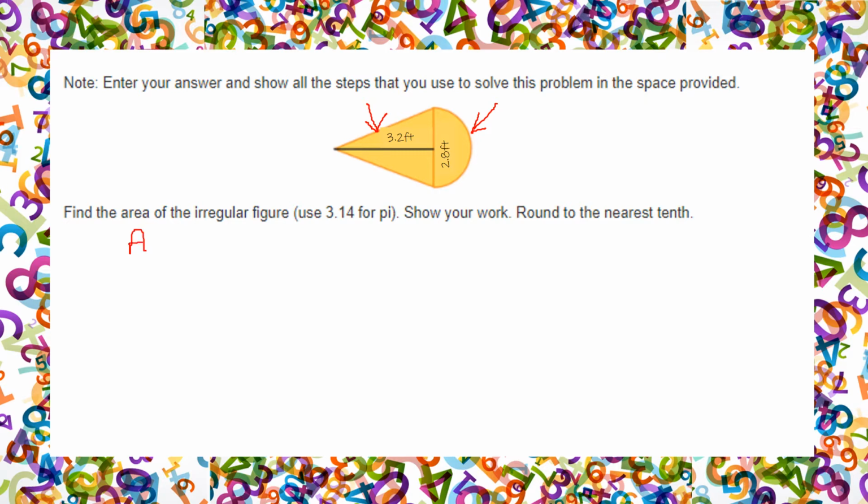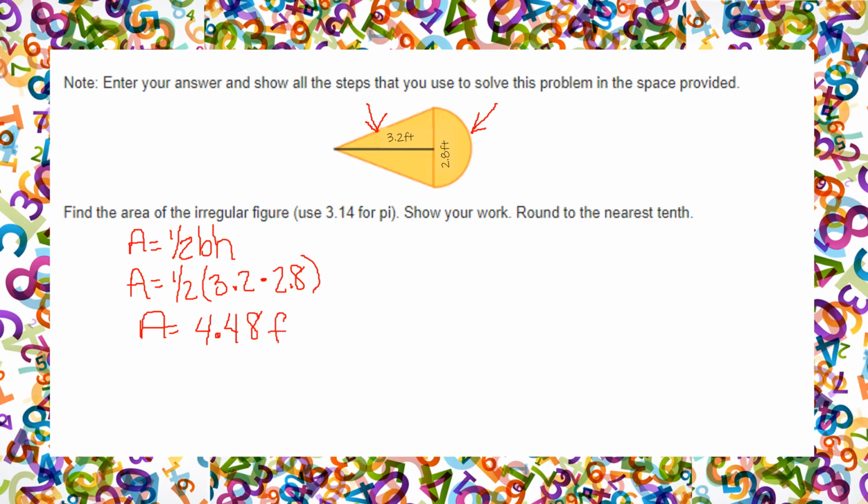We know that the triangle area is 1/2 times base times height. So I can find this: 1/2 times 3.2 times 2.8. When I multiply 1/2 times 3.2 times 2.8, I do get that the area equals 4.48, and these are feet squared. So now we found the area of the triangle.